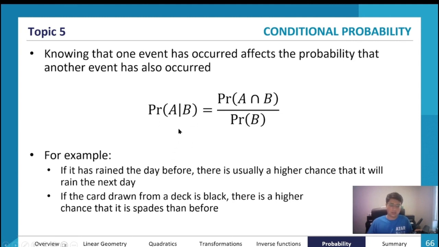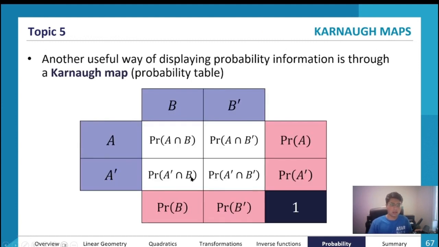So if we're talking about it raining the next day and B meaning that it rained today, then the probability of A given that B already happened would be us looking at the probability of raining tomorrow given that it's already rained today.